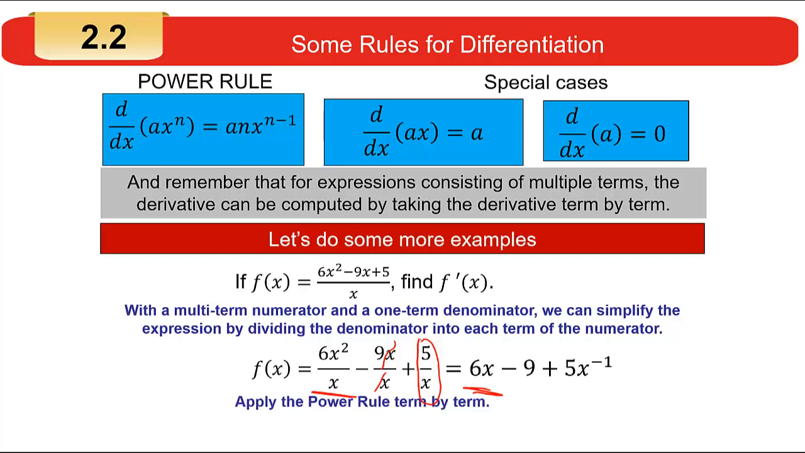So the derivative of 6x is going to be 6. The derivative of a number is 0. And then the power rule says you take minus 1 times 5 and get minus 5 and drop the exponent by 1 and get x to the minus 2. So if you leave out that 0, you get an answer of 6 minus 5x to the minus 2.